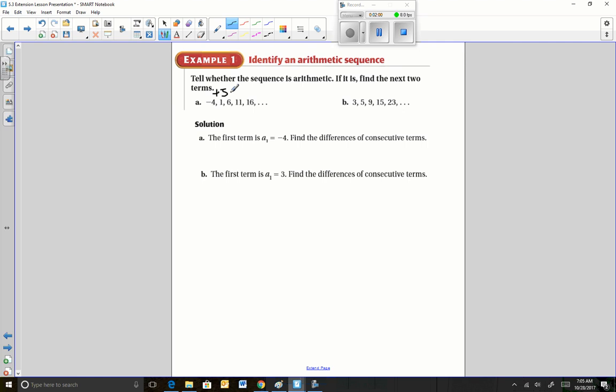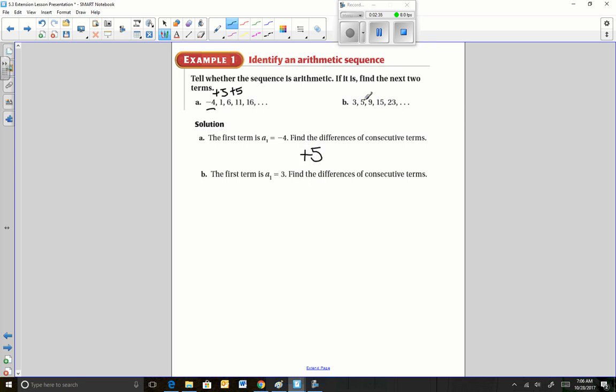1 plus 5 gets me 6. 6 plus 5 gets me 11. 11 plus 5 gets me 16. So each time I'm adding 5. So this is definitely an arithmetic sequence. Okay? So the first term, A1, is how you refer to it, is -4. Right there. There's the first term. Find the common difference of consecutive terms. What did we notice? It kept going up by 5. So the common difference is +5.